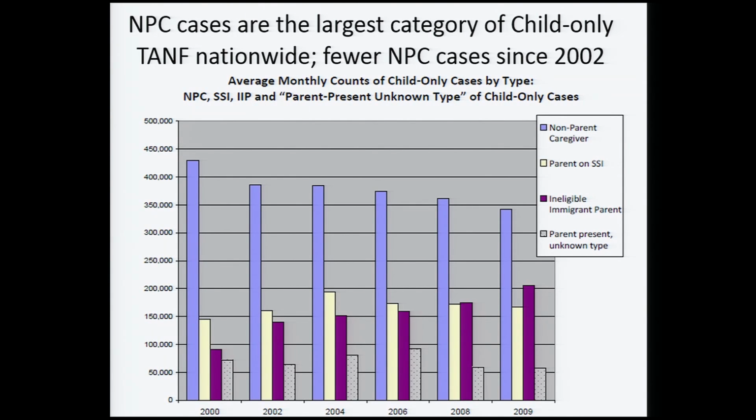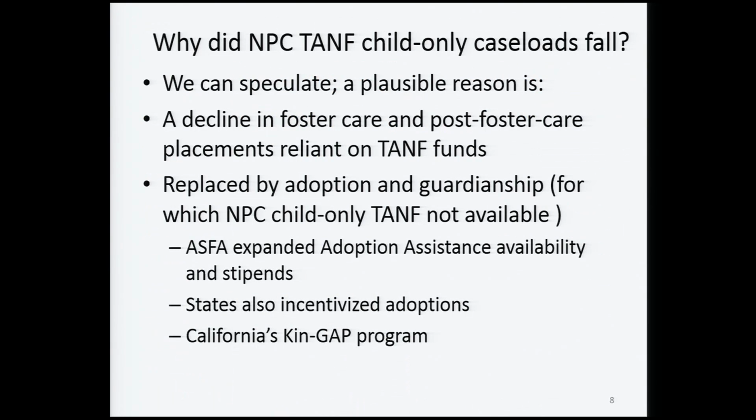So I've already made the point that they're the largest group. That's the tall blue bar, and they're coming down. So why did they fall? One reason that they might have fallen is that there were fewer kids who were reliant on non-parent caregiver money for post-foster care, that kin gap programs and adoption assistance programs stepped in as children moved out of foster care, and those kids are no longer being supported by NPC TANF, but other sources of funds.